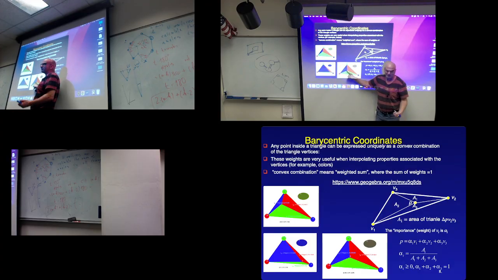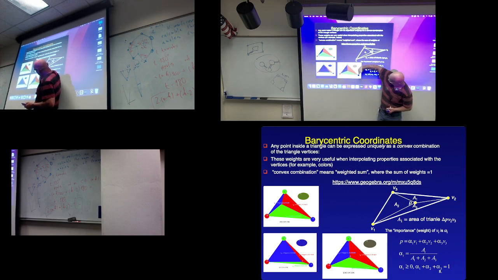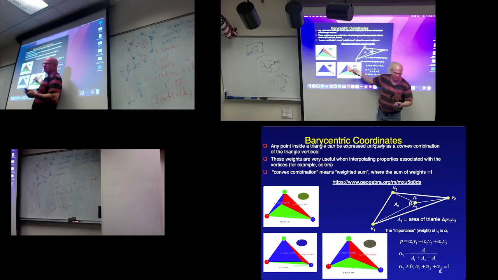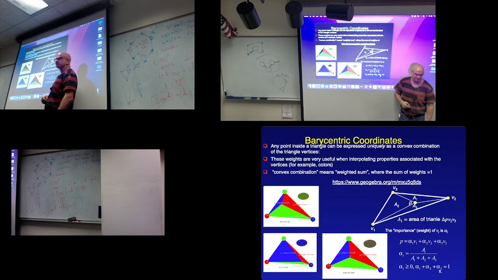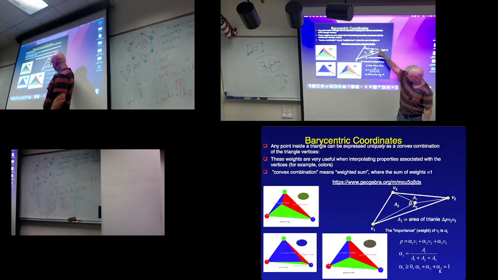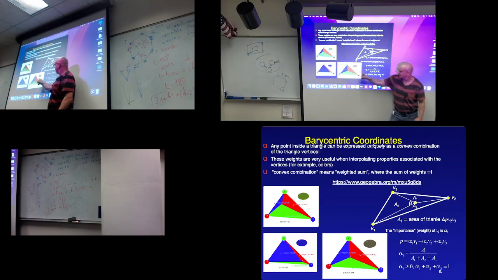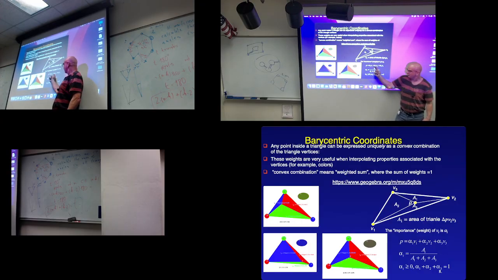And what makes sense is that if a point inside the triangle is very close to the red, then it should be very close to the red, or very close to the blue, or very close to the green. Your color should change in a reasonable way. Barycentric coordinates will tell you the following. That's how you want to compute weights that will assign the weight of the first vertex. The weight alpha 2 is the weight of vertex 2. Alpha 3 is the weight of vertex 3.